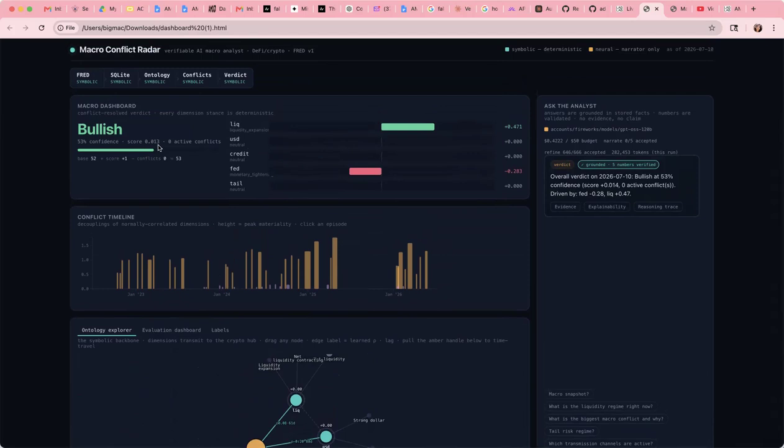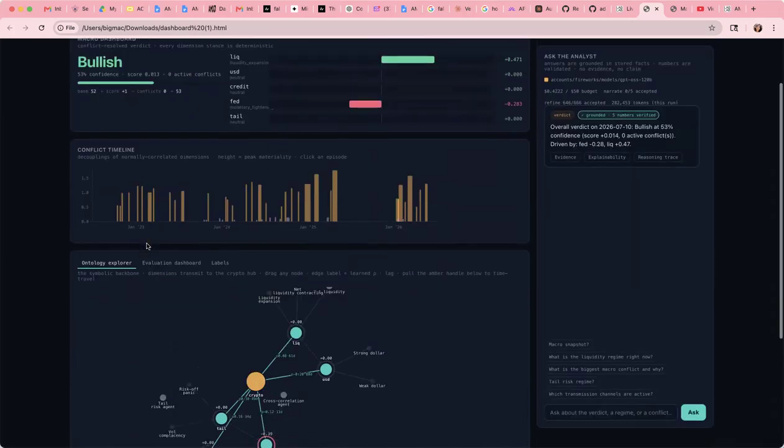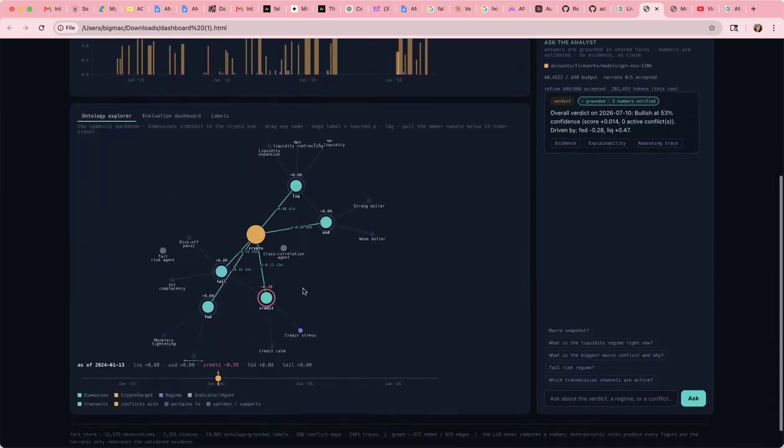Now, in terms of the panels, here is the macro dashboard. The headline, you see one word: bullish, bearish, or neutral. That's a confidence percentage. Then the conflict timeline: every bar is a real day or run of days where two normally correlated dimensions disagreed. Then I have the ontology explorer, which is the knowledge graph drawn live.